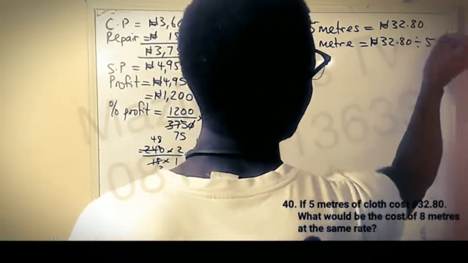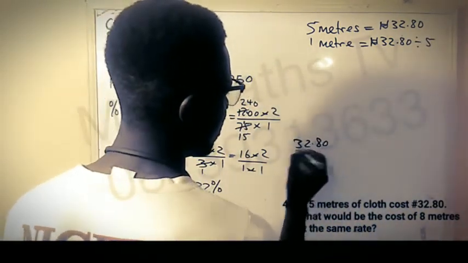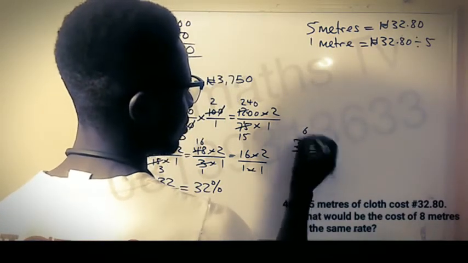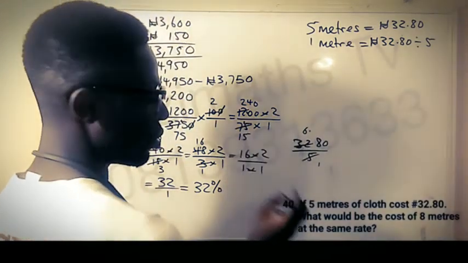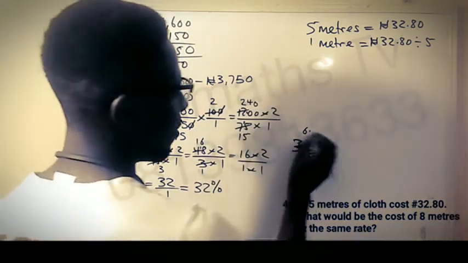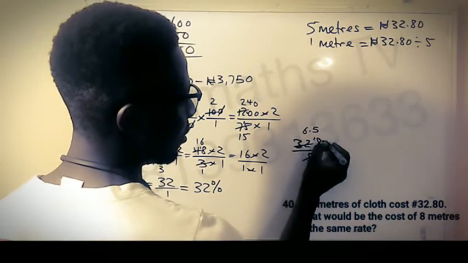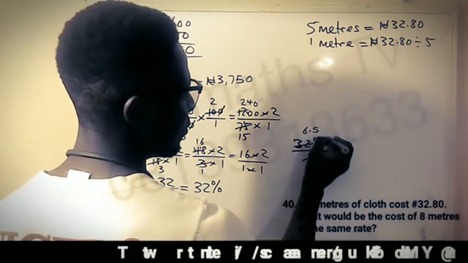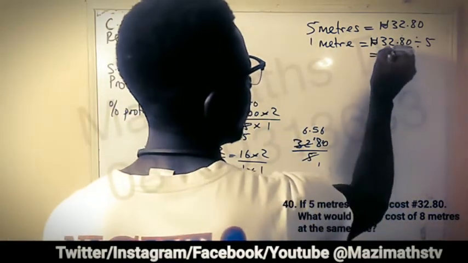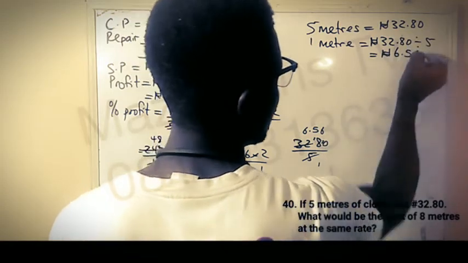So to find it, if 5 meters is this, then 1 meter will be 32.80 divided by 5. Okay, now let's divide. 5 here 1. 5 in 32, that is 6. And then let's mark the point. But there will be a remainder of 2. So that 2 that remains, I put it here. That gives me 28. 5 in 28 is 5. There will be a remainder of 3. I put that 3 here, I give it 30. 5 in 30, that is 6. Okay, so which means 1 meter of cloth will cost 6 naira 56 kobo.